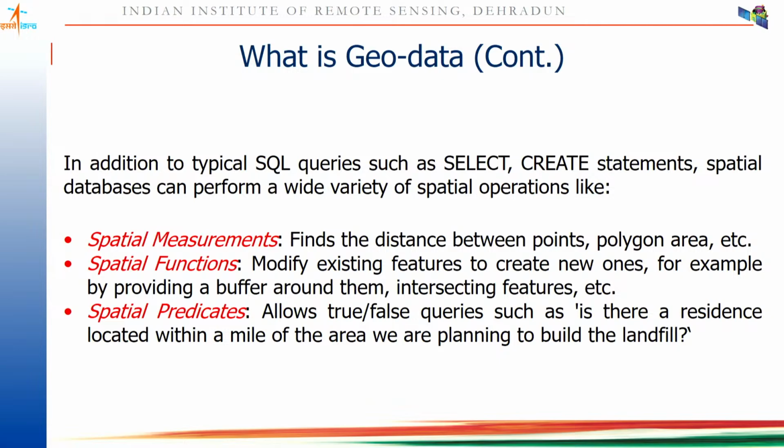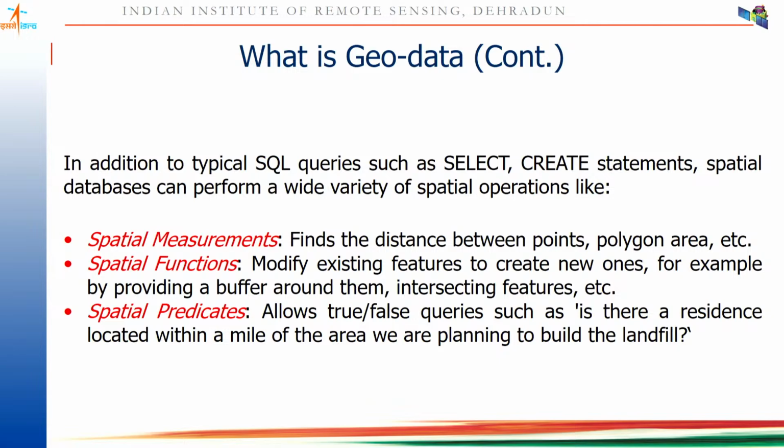By applying all these concepts in databases, you can do spatial measurements, spatial functions and spatial predicates. Some examples: you might run a spatial measurement like a distance measurement between points, or area measurement of polygons. This is a unique operation which I require to perform with my databases. And then spatial functions, like modifying an existing feature to create a new one, for example by providing a buffer around them or intersecting the features, so a new geometry can be generated, or maybe we can eliminate the existing geometry as well.